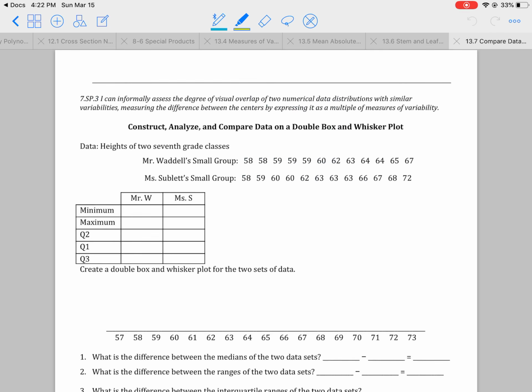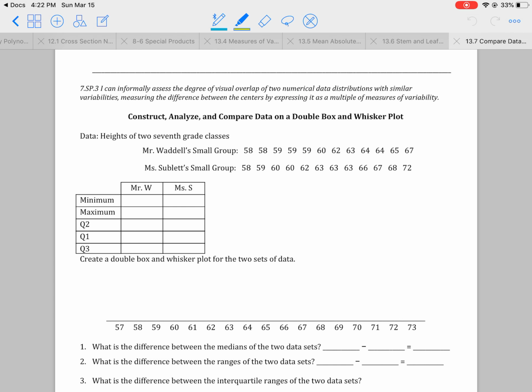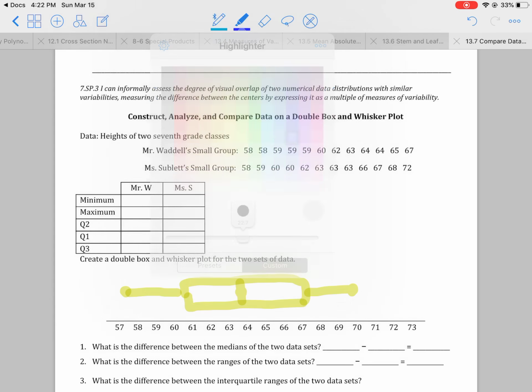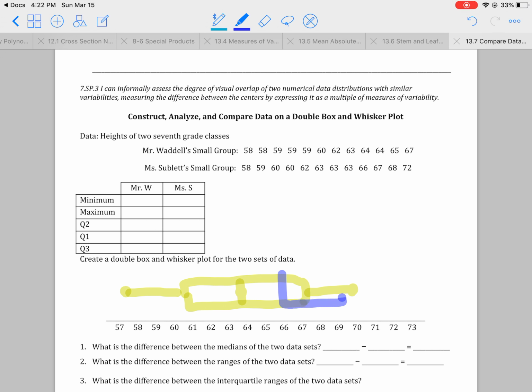Next one is creating a double box and whisker plot. Go back to those notes if you can't remember exactly how to do that. So it's going to basically look like, I'll just use a highlighter. It's going to look like this. So here's this one, and then you may use a different color, but here would be what that's going to look like. It's a double box and whisker. And you may want to offset them so they're not sitting exactly on top of each other.